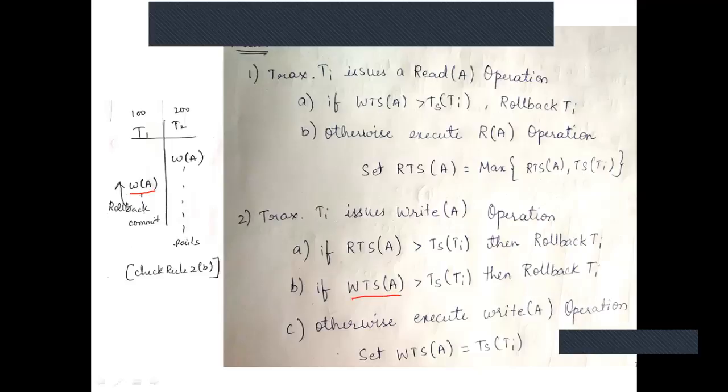Since we have write of A, we check with write of A. The WTS value of A is basically 200, the updated value, and the TS of Ti value is 100. So is 200 greater than 100? Yes. So what happens here? Roll back Ti. So this is again rolled back, and this transaction fails.